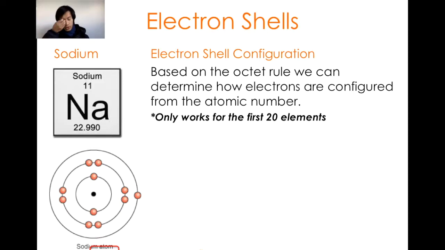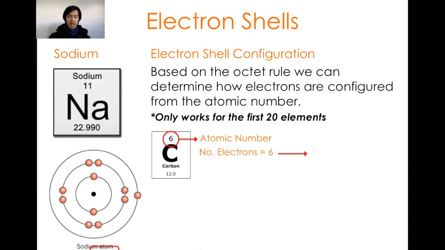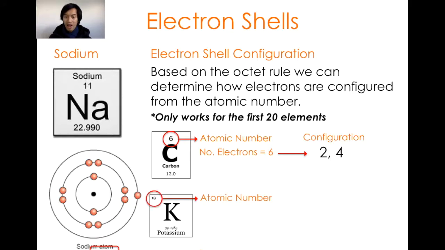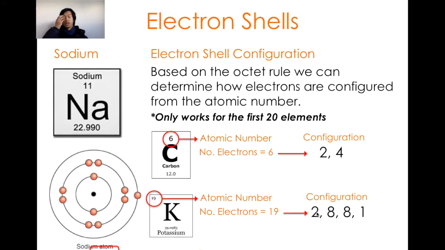All right, so carbon, atomic number of 6, therefore it has 6 electrons. That's what we're interested in, the 6 electrons, and the configuration will be 2 and 4. If you have potassium with an atomic number of 19, it has 19 electrons, and it will have a configuration of 2, 8, 8, 1. Okay, do not forget to fill up the 2 in the first shell when you are determining your shells, otherwise you get a number that's completely warped.